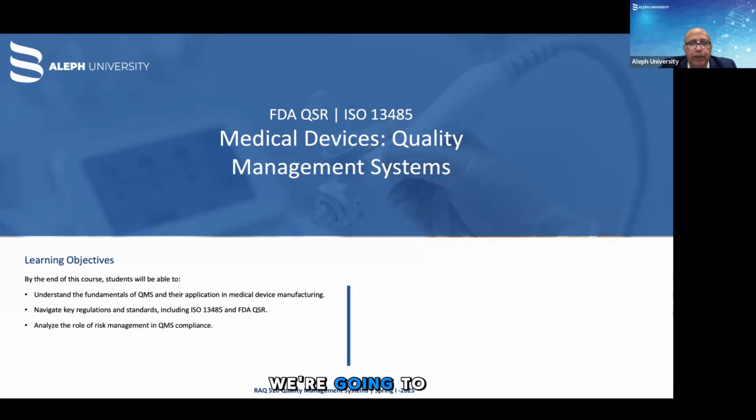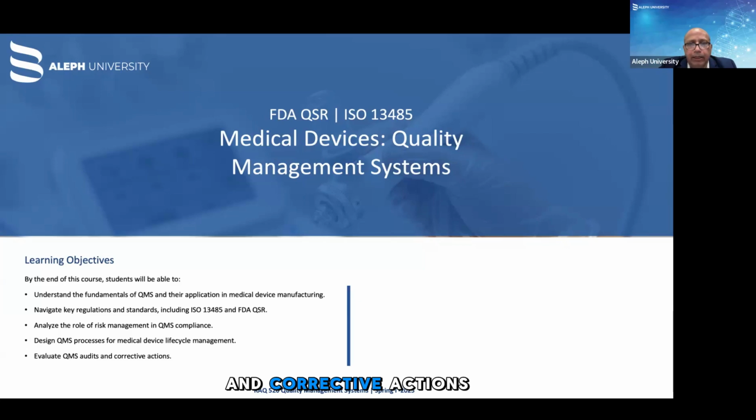So also, we're going to analyze the role of risk management in QMS compliance. We have to analyze risk as part of the QMS system, design QMS processes for medical device lifecycle management, evaluate QMS audits and corrective actions, okay? And understand the importance of good documentation practices. In the QMS, in the quality management system, everything has to be documented. It's not like, oh, I did this, but I don't have a record.